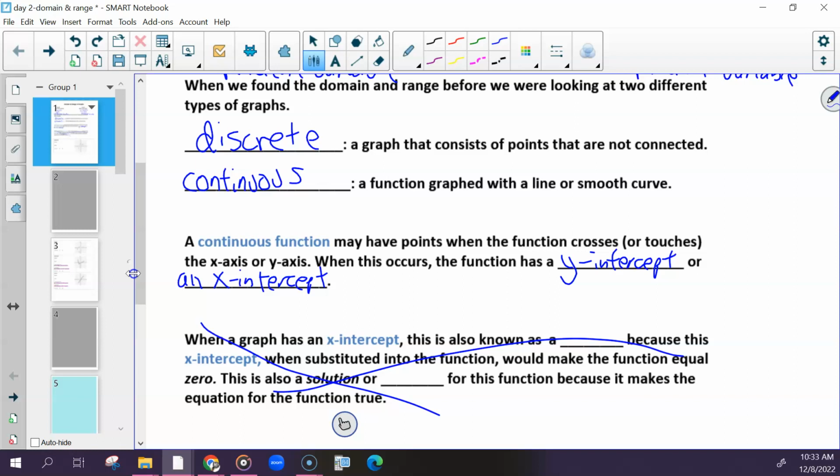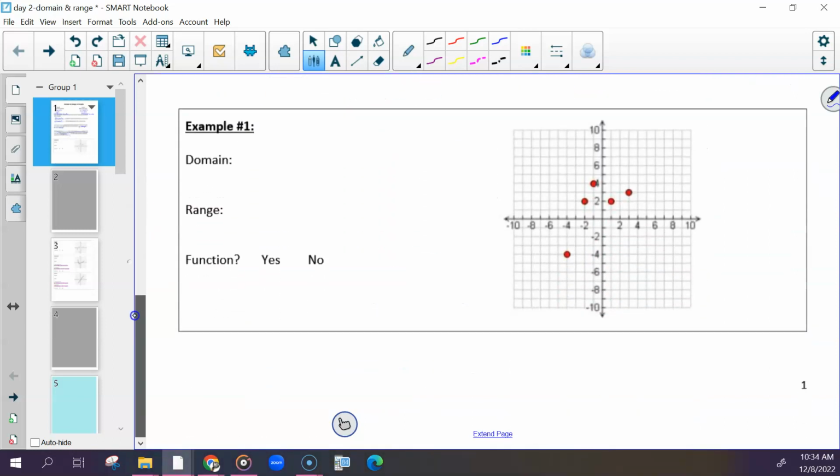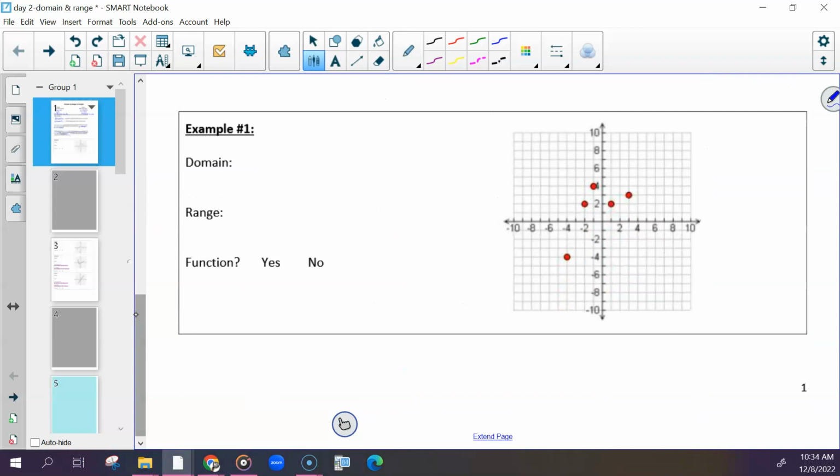So we're just going to do some of these examples, and then I'm going to show you something for one of your Khan Academies, and then you'll have time to practice. So let's start with this first one. Here, is this a discrete or continuous function? Anna? Because the points aren't connected. Don't connect them. They don't need to be.